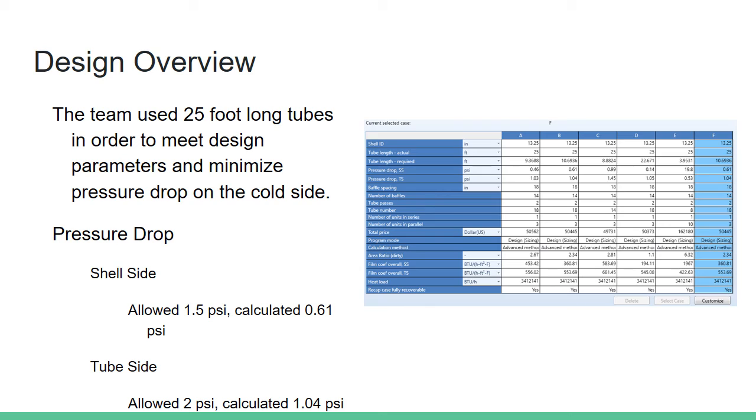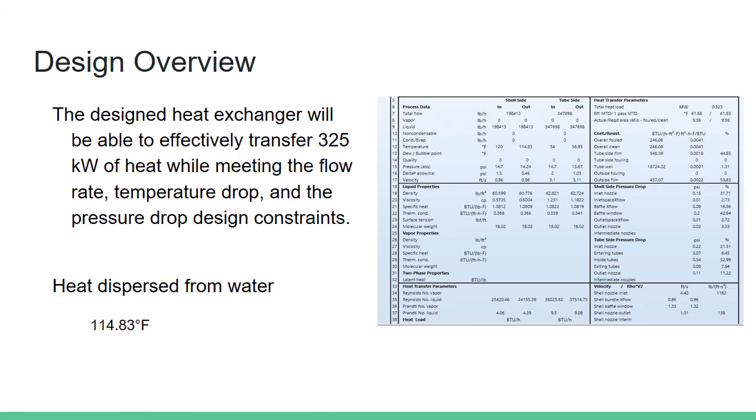On the shell side, there was an allowed 1.5 pounds per square inch pressure drop, and Aspen calculated a 0.61 pounds per square inch pressure drop. While on the tube side, there was an allowed 2 pounds per square inch pressure drop, and Aspen calculated a 1.04 pounds per square inch pressure drop.